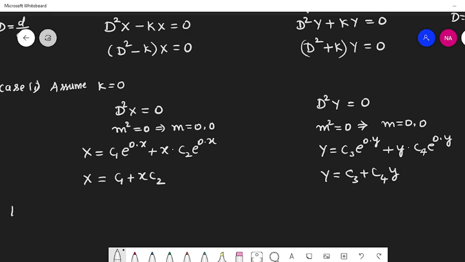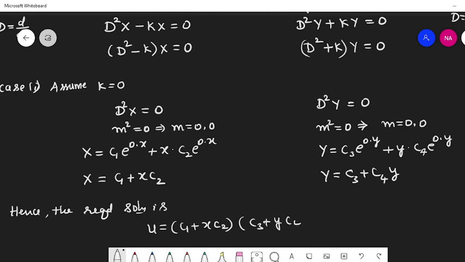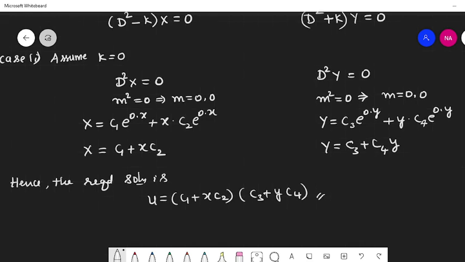Hence the required solution is u equals c1 plus x c2 into c3 plus y c4. So this is the required solution when k is 0.